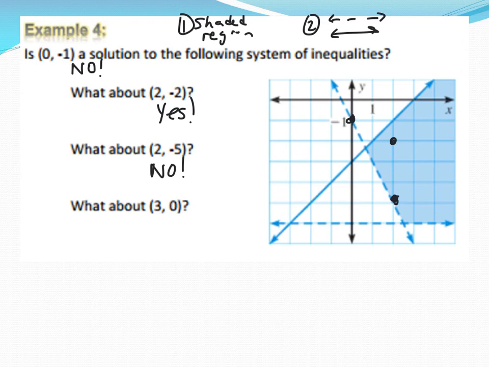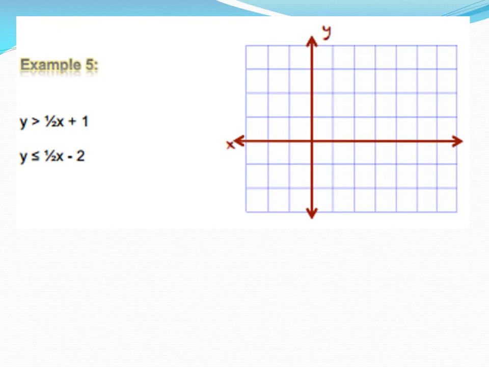Okay, so the next one, if I go 1, 2, 3 to the right, (3, 0), is this one a solution? Well, notice it's not in the shaded region, but it is on the line, and notice that this is a solid line, not a dashed line. We are saying, because it's a solid line, any point that's on the line represents a solution. So, yes, this is a solution. One of the key things you guys have to understand is, with these inequalities, what counts as a solution or not a solution.